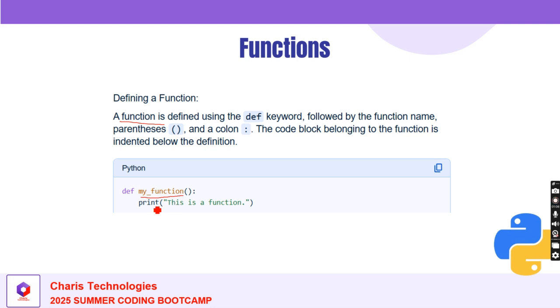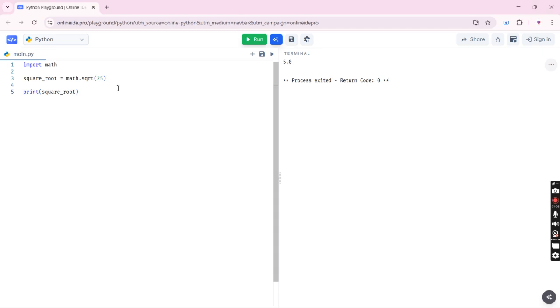Now after the colon, if you press enter, Python will automatically indent the first line of code. Like if I say def my function, and I put the opening and closing parentheses, don't forget to put your colon. It's very important. If you press enter, you see that Python automatically indents the line of code that follows.